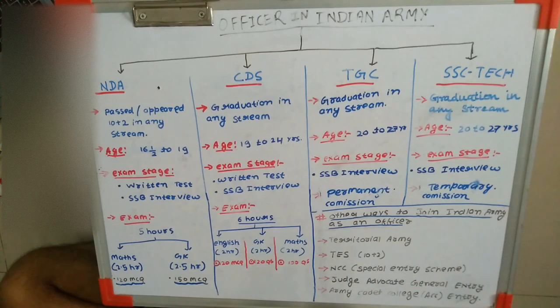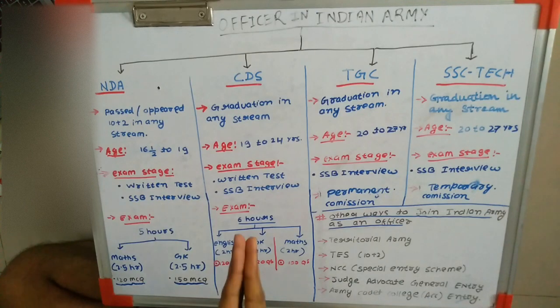Now more I will tell you in the next video about the permanent commissioning and the temporary commissioning, and what are the inline differences between these two. Here I have just told you about the broader difference or the broader aspect of permanent commission and temporary commission. So as I have told you, there are 4 different ways to get into the Indian Army as an officer.